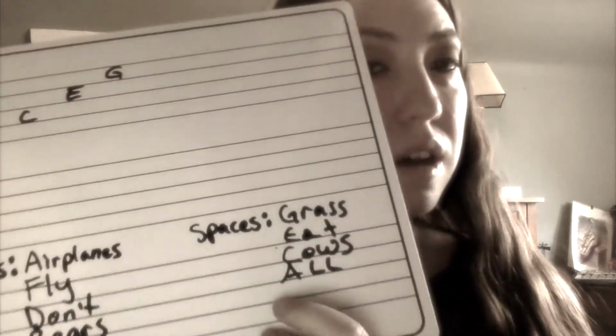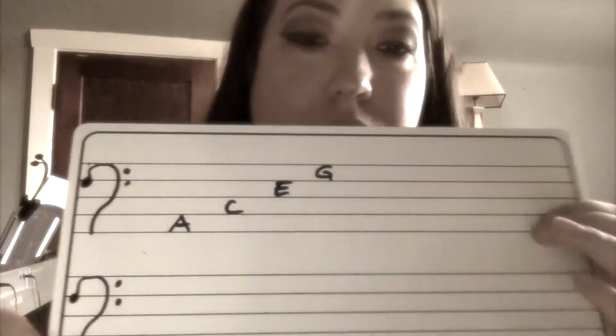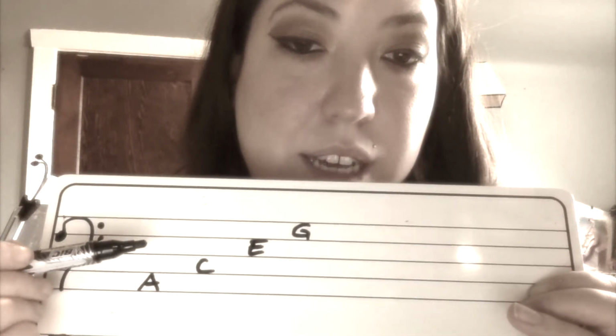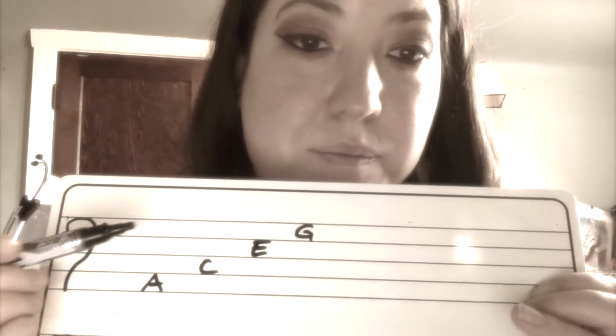So, remember that. Let's move on to the spaces. Now for the spaces, we say all cows eat grass, because they do, because they're animals. So the way that that works is like this. All cows eat grass. All cows eat grass. That also works up and down. All cows eat grass. Just like that.